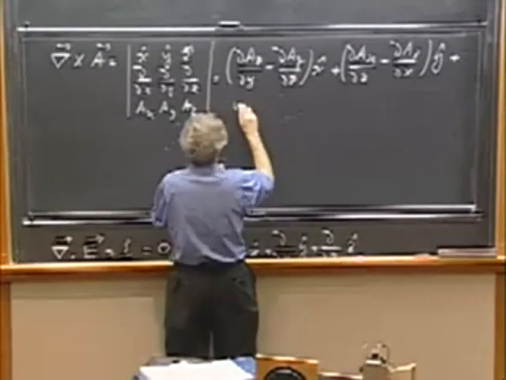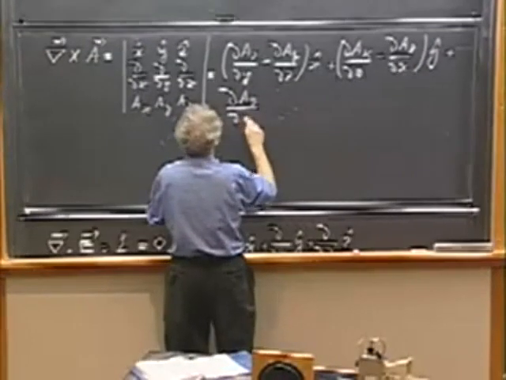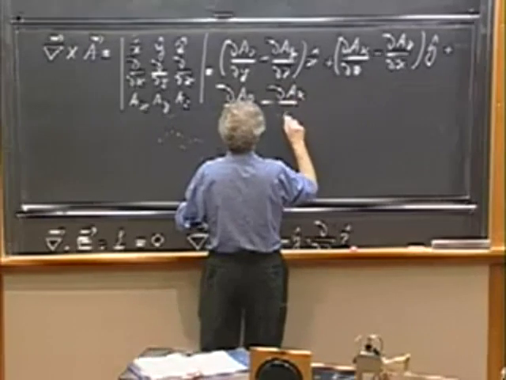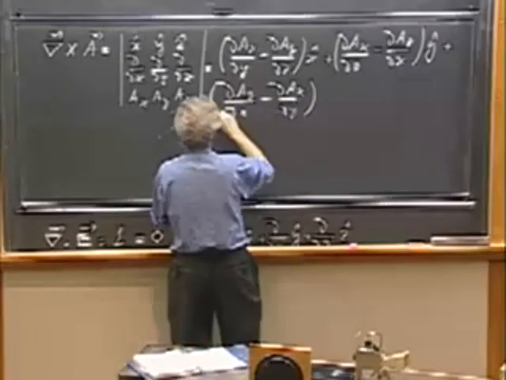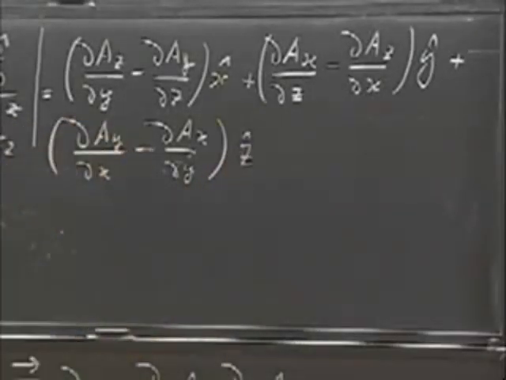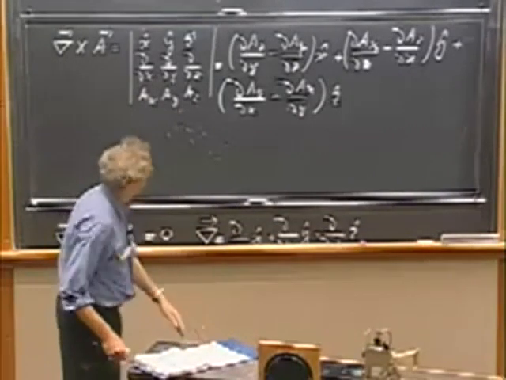And then you would get dAy/dx minus dAx/dy, and that is in the z direction. And let me check that, because it's so easy to make a little slip, and that is very awkward for me and for you also later. That is fine. And then we get dAy/dx minus dAx/dy, that is fine.